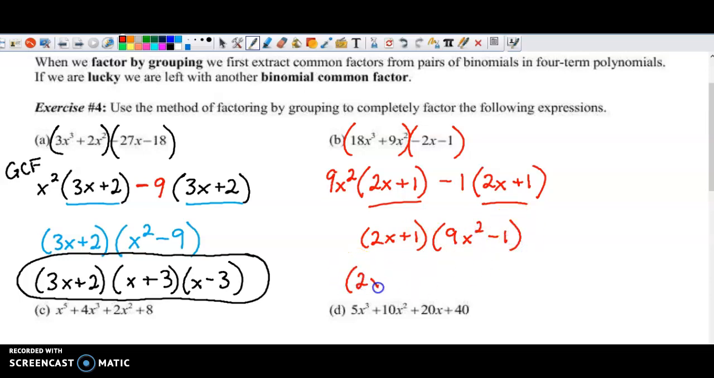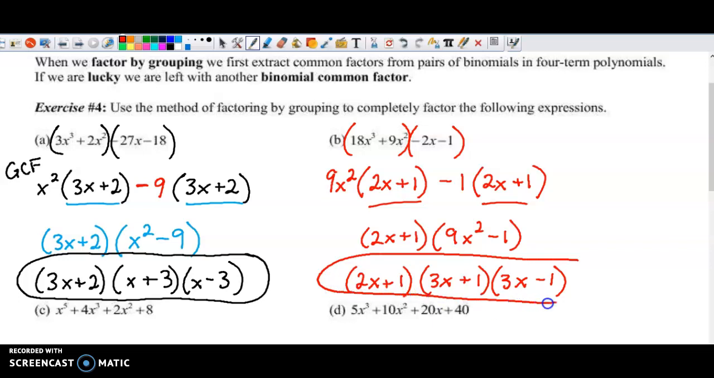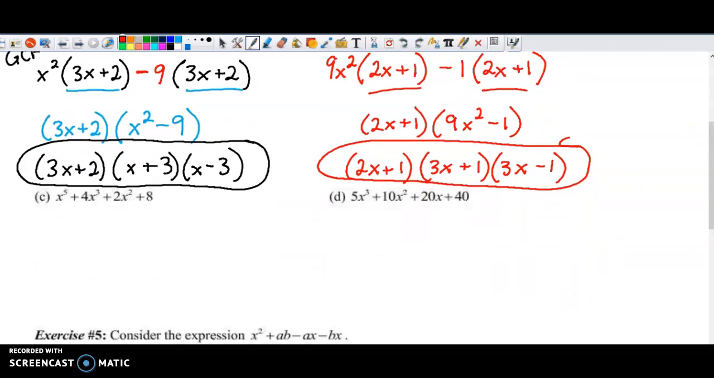And again, we have a difference of squares. It's not always the case that we have a difference of squares. It's just been happening here and here. 3x times 3x is 9x squared, and 1 times negative 1 is negative 1. So that is your final answer. And as we move on to the next one, I hope you agree.